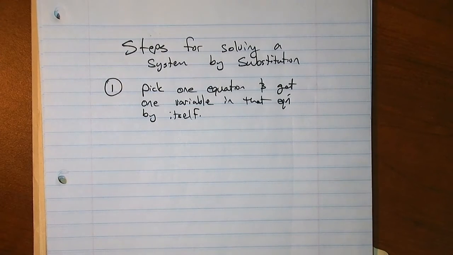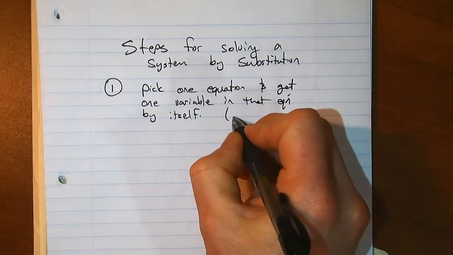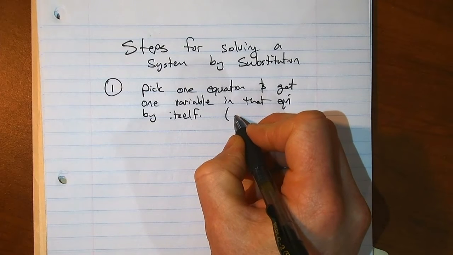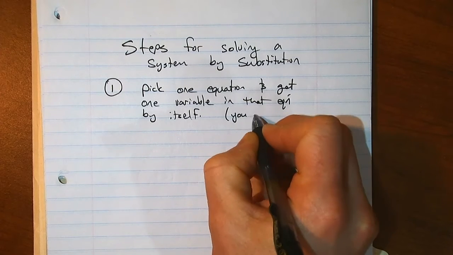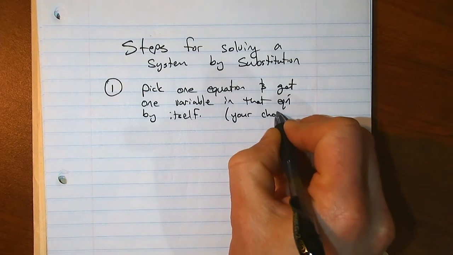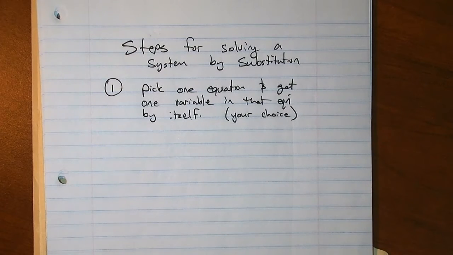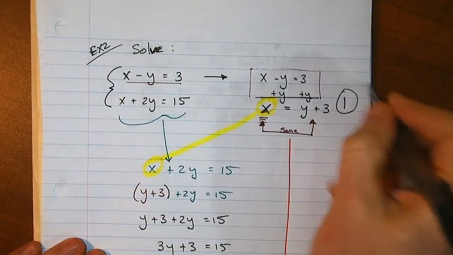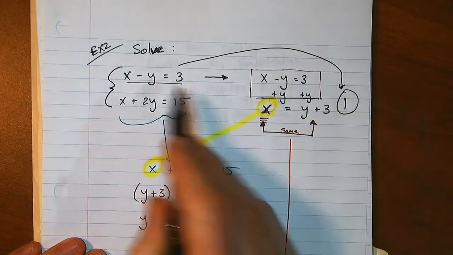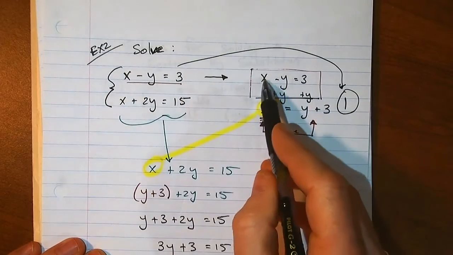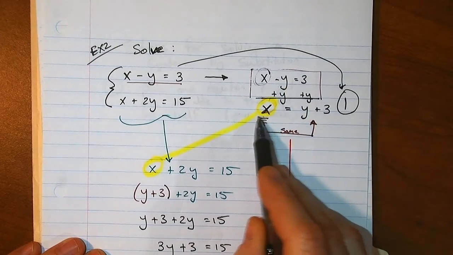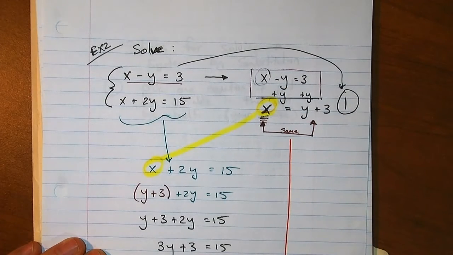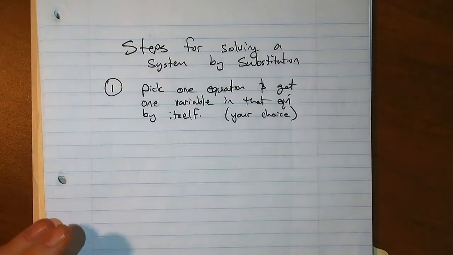And it doesn't matter which equation or which variable you do. You can't pick the wrong variable. It's your choice. You can't pick the wrong variable. Now, you can make a mistake in getting it all by itself, but you can't pick the wrong variable, okay? So that's what we did right here. This was our step number 1, right? This work here. We picked one equation, we picked one variable, and we got that variable by itself. There's our step number 1, okay?